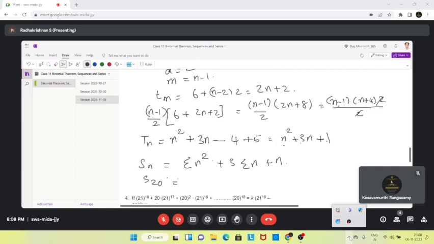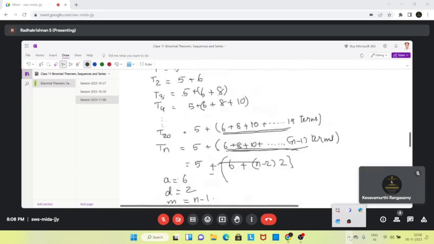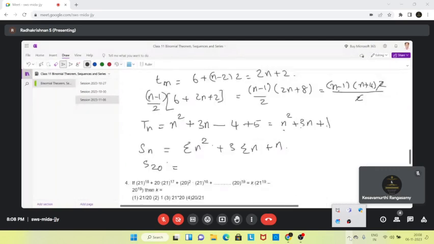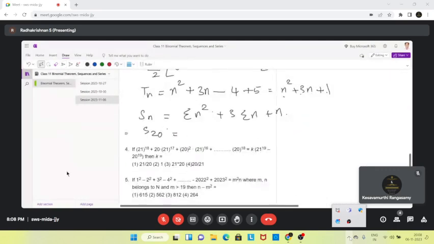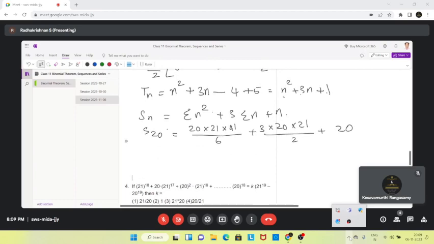So we want the sum up to 20 terms. So you simply put n equal to 20. Sum to first 20 terms. S20 will be sigma n square up to 20 terms, n into n plus 1 into 2n plus 1 whole divided by 6 plus 3 into sigma n, which is n into n plus 1 by 2. The n is 20. So now we have to just simplify.